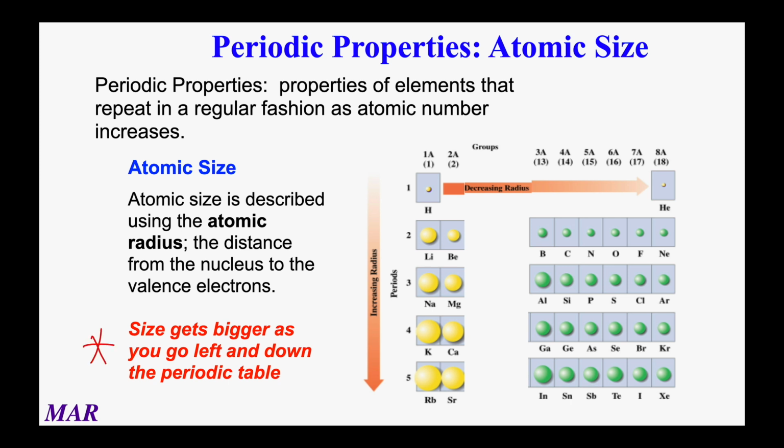If someone asks you which is the biggest atom between two of them, the bigger atom will be more left and down on the periodic table. So let's look at, for example, aluminum and silicon. Aluminum is bigger than silicon, most likely, because it's more left on the periodic table. And if you compared, I don't know, argon to krypton, we would say that krypton is bigger because krypton is more down on the periodic table.